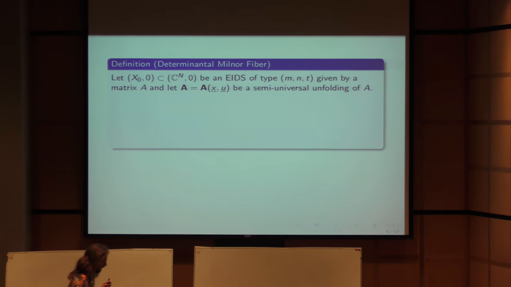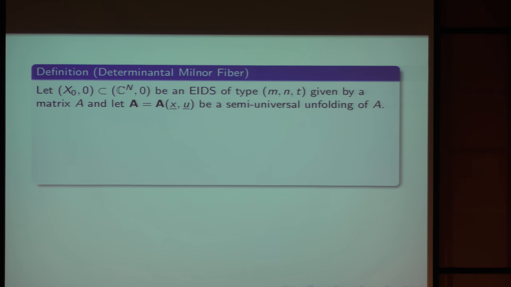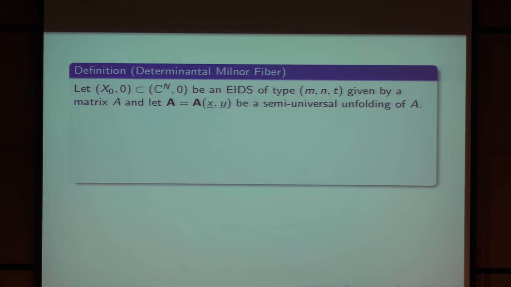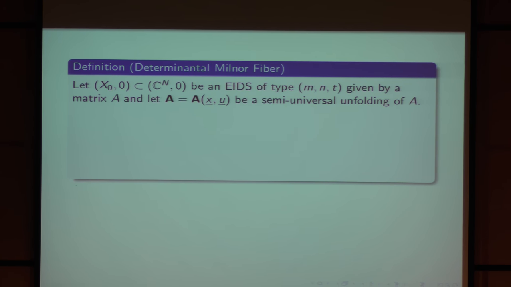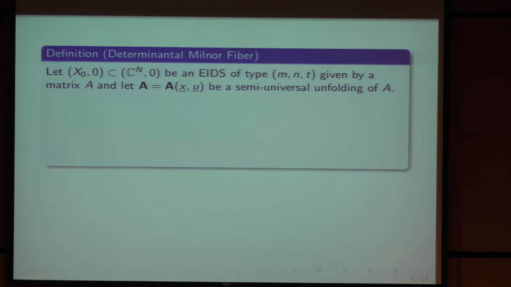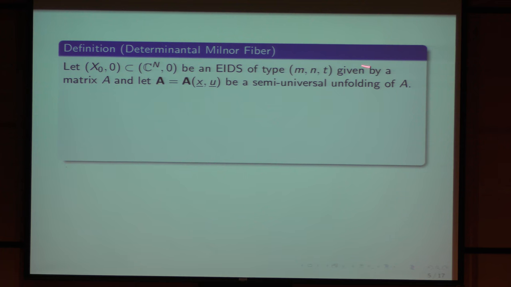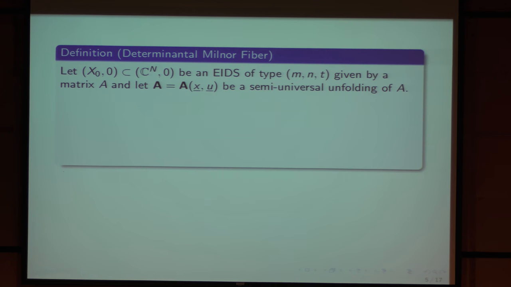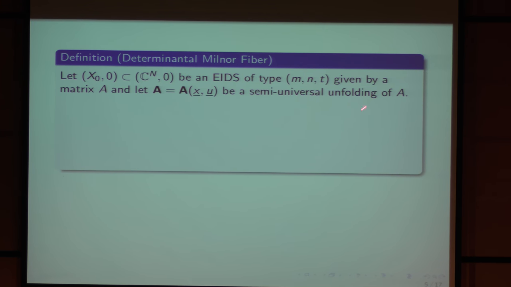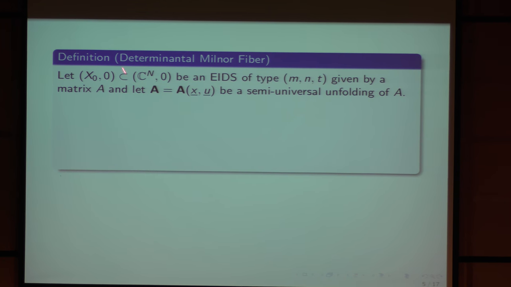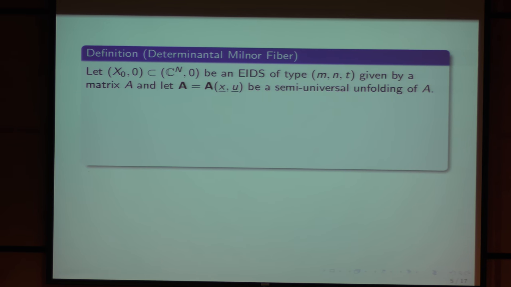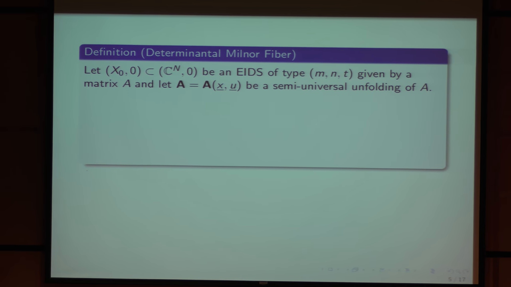All right. The existence of semi-universal unfoldings enables us to construct a unique determinantal Milnor fiber. And one way you can do this is you start with an EIDS of type M_{m,n}^t, and you always need to fix the defining matrix, of course, and then you write down some semi-universal unfolding, and I denote this by fat A. It's now a matrix depending on the affine coordinates x and also the deformation parameters u. It's finitely many.